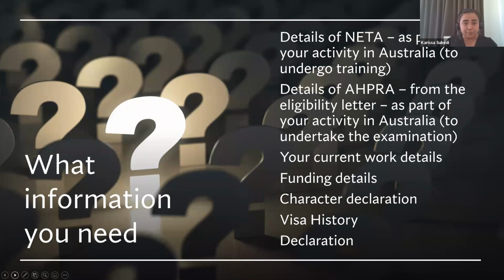Other information that will be needed will be the details of NETA. If you will be undergoing the training with us, that is our contact details. You need to have our address, our training facility address, and our contact details, and also the details of APRA, which you can see in your eligibility letter. You also need your current work details if you have any.